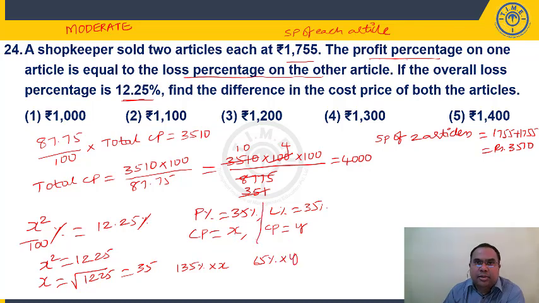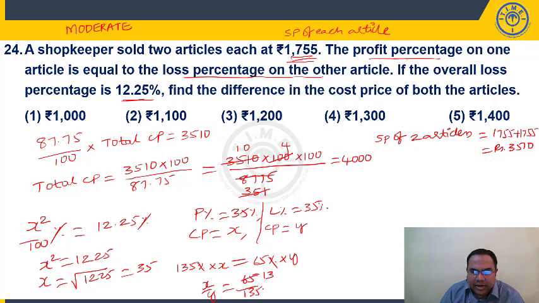35% profit, cost price X. Profit 35% means total is 100, so I am selling at 135% of cost price. A loss of 35% means 100 minus 35, so I am selling at 65% of the cost price, right? This is the selling price, this is the selling price. We know the selling price of each article is the same, so we are equating these two. Percentage will get cancelled. X upon Y is 65 by 135.